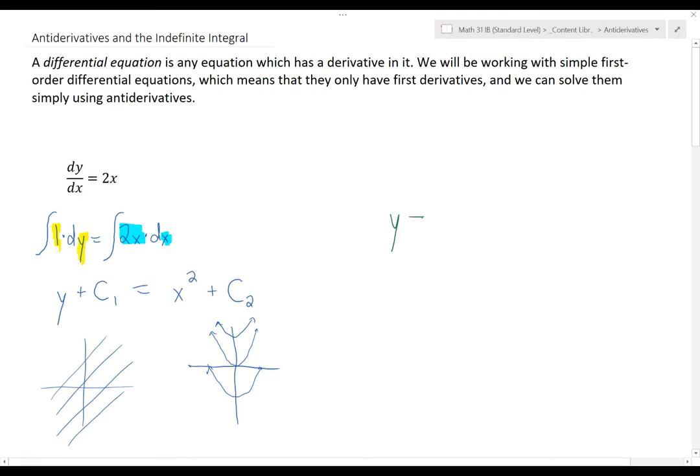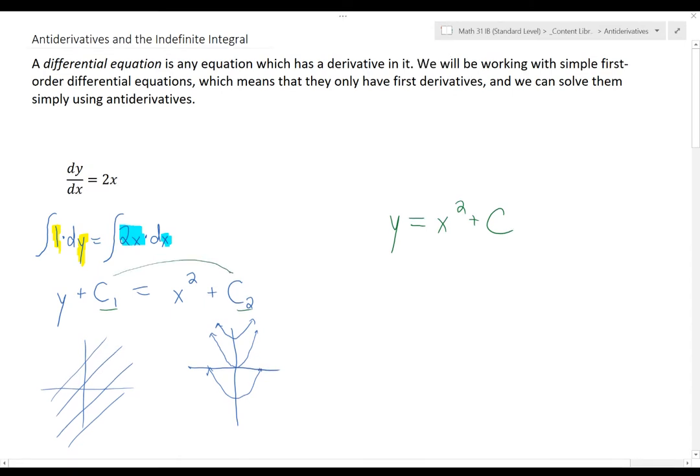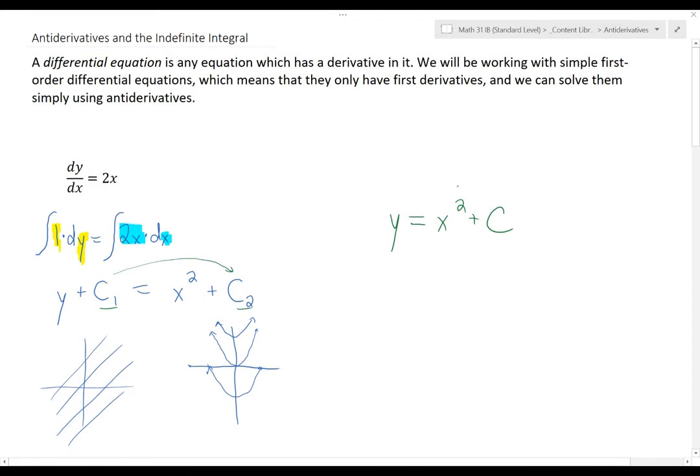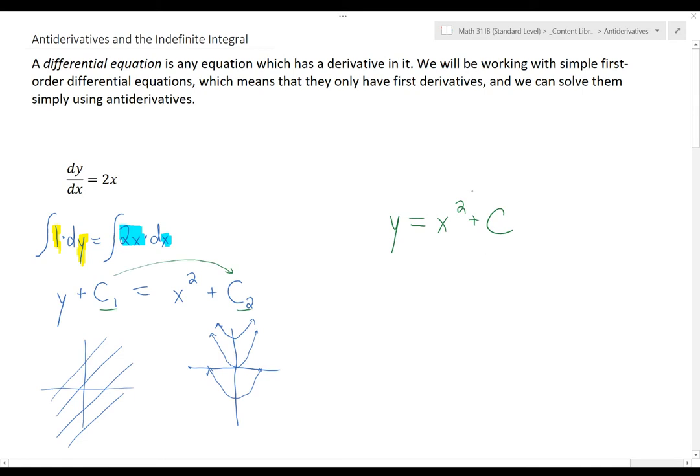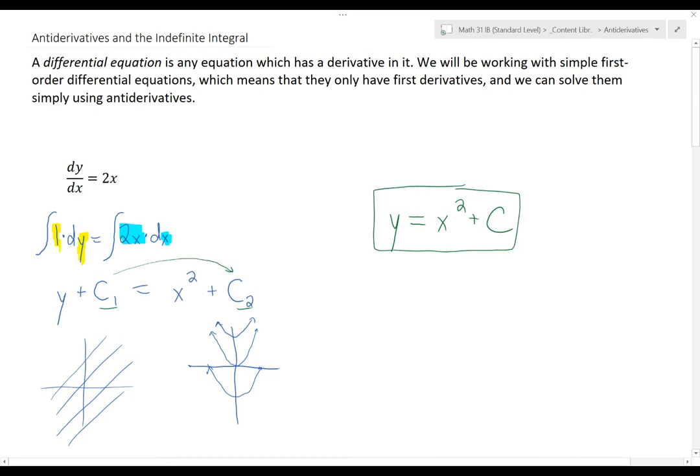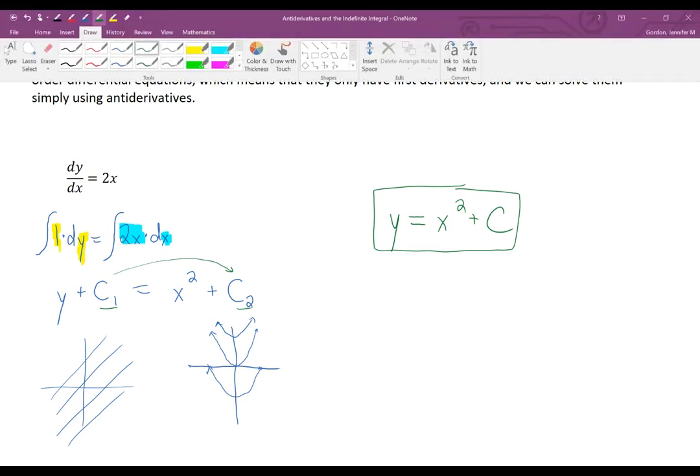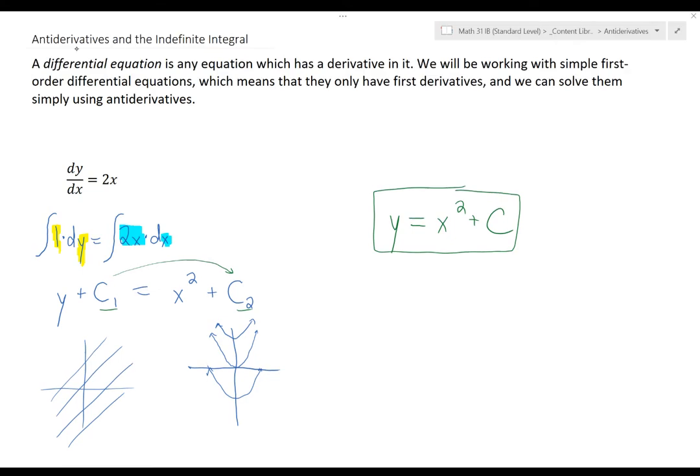Now, in practice, we don't actually bother with two separate constants. In practice, what we would do is just write this as y equals x squared plus c. Because these are both just arbitrary constants, I could always just combine them. And y equals x squared plus c is then what's called the most general antiderivative of 2x. So any function that has x squared plus some constant is going to have a derivative of 2x.